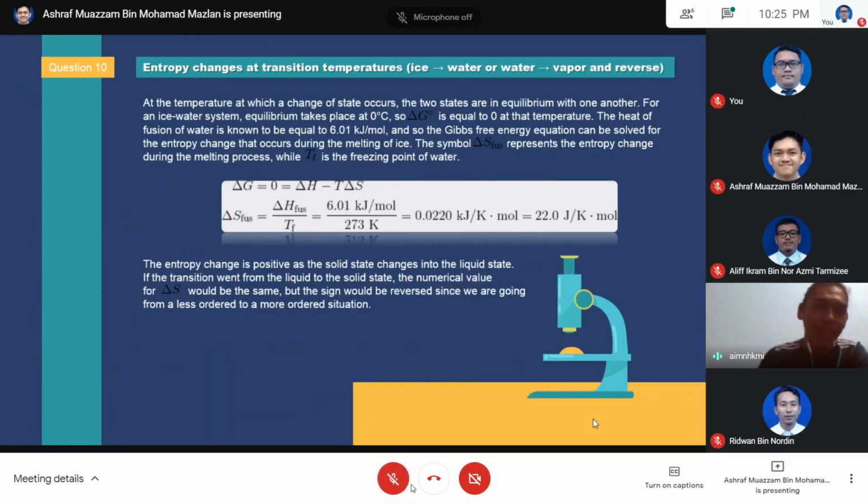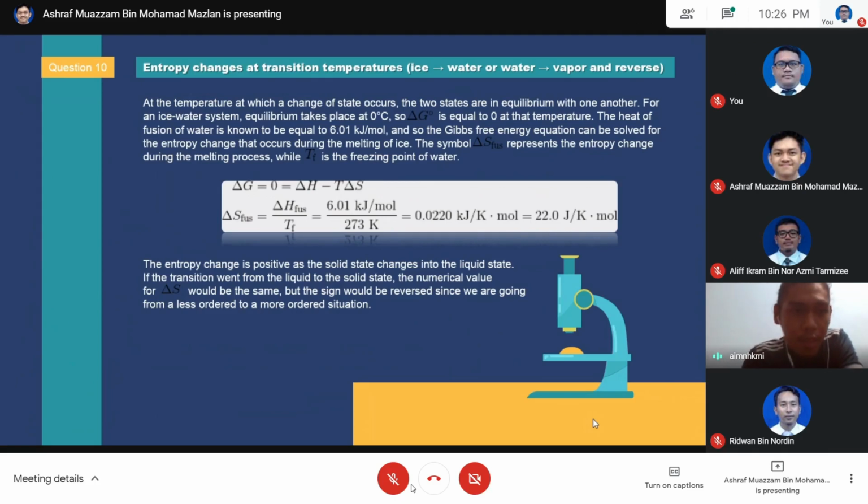Okay, we continue to question 10. Entropy change at transition temperature: ice to water or water to vapor and reverse. At the temperature at which the change of state occurs, the two states are in equilibrium with one another. For an ice to water system, equilibrium takes place at 0 degrees Celsius. So delta G is equal to 0 at that temperature.